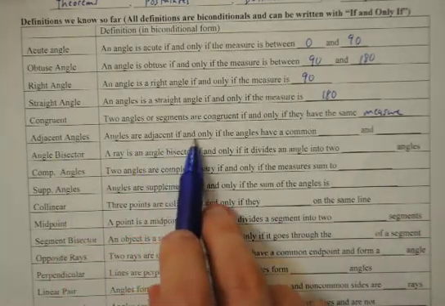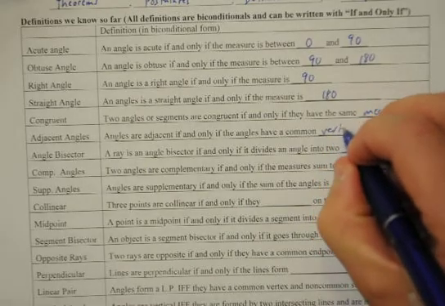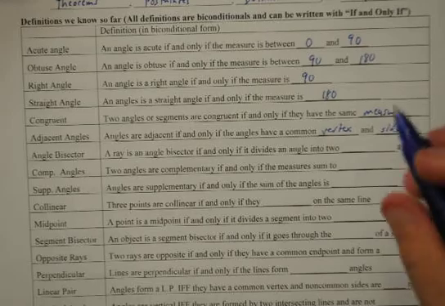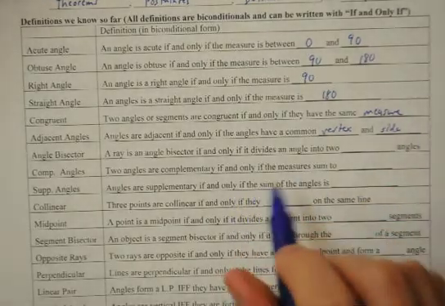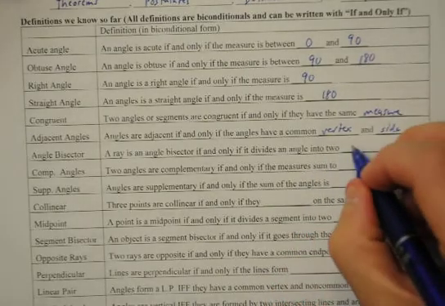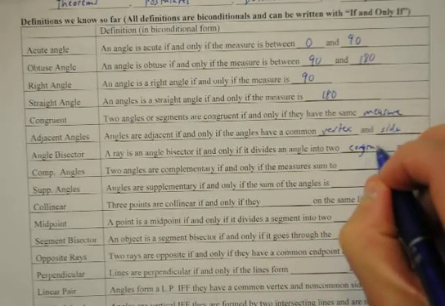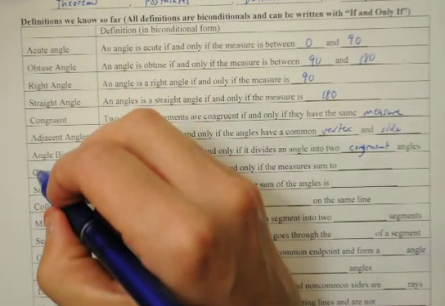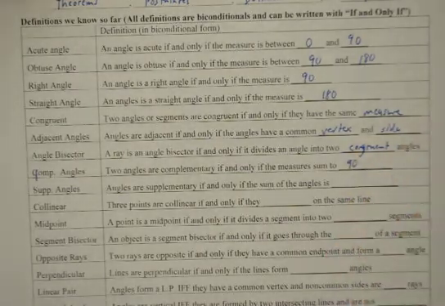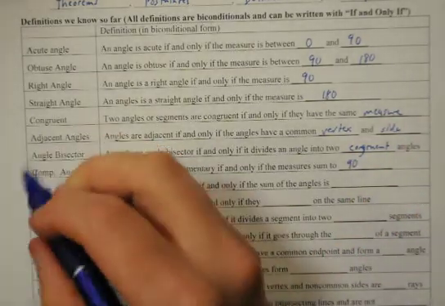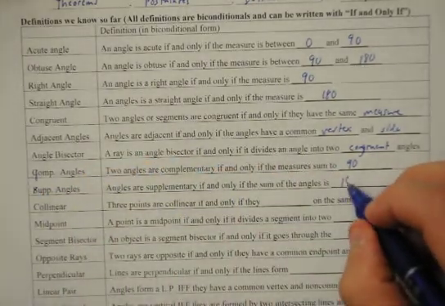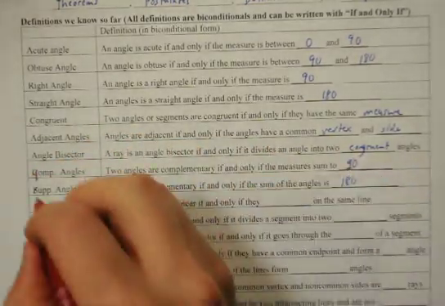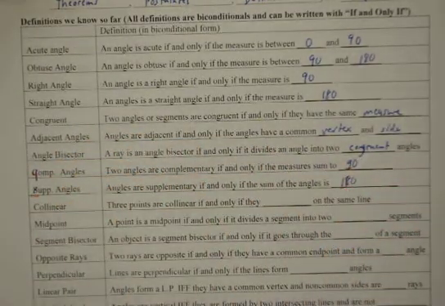Adjacent. The angles have a common vertex and side. Angle bisector has to divide the angle into two congruent angles. When in doubt, put congruent. Complementary. I can make that C, turn it into a 9, which helps to remember 90. Supplementary. I can take that S and turn it into an 8, which helps you remember 180. So 9, 8, 180.